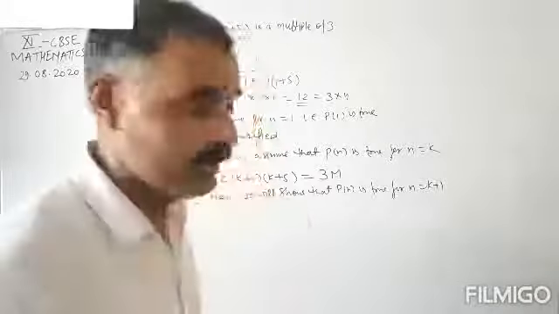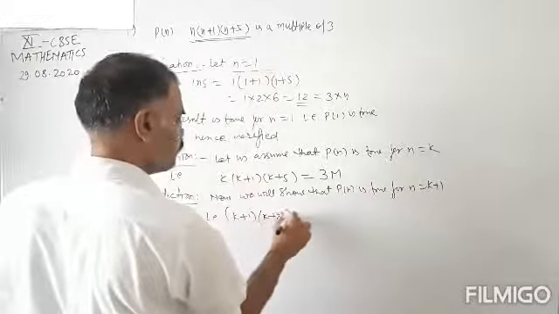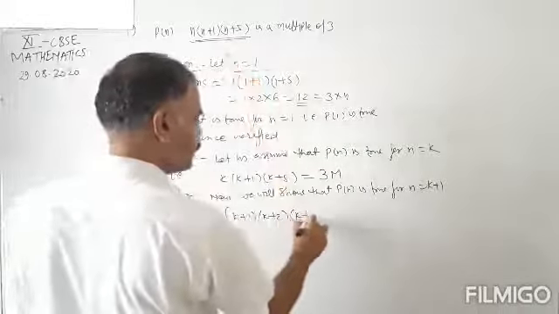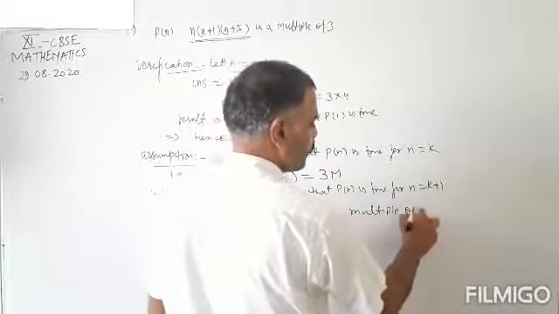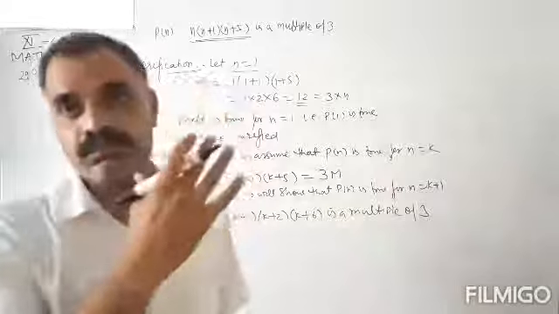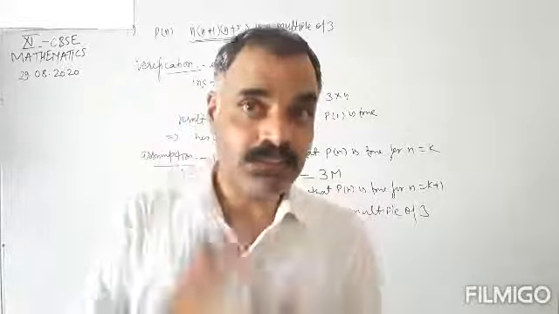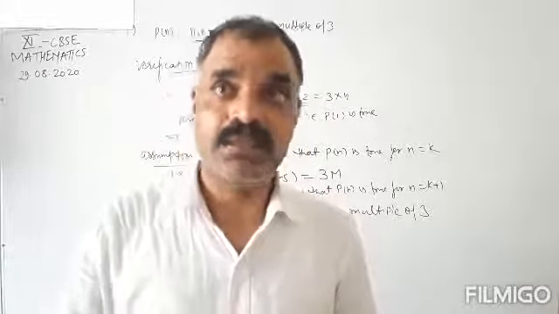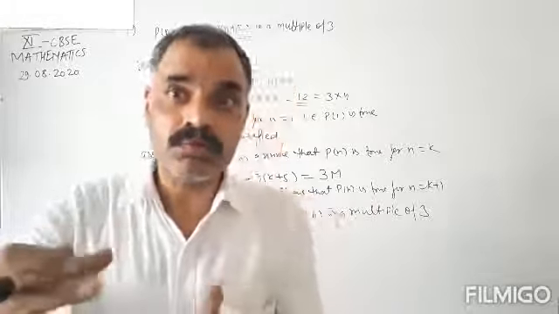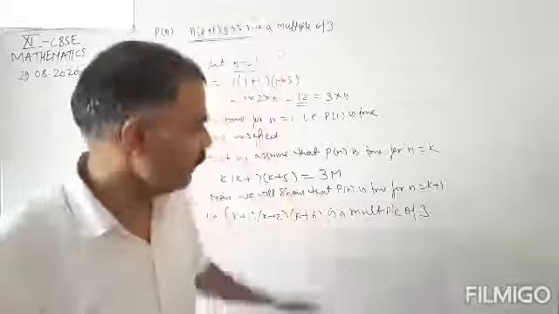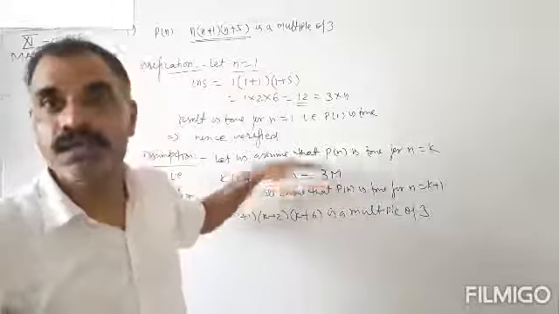That is (k plus 1)(k plus 2)(k plus 6) is a multiple of 3. We have to show this now. The assumption was true, as we have let that. The assumption was true, but the induction step is to be proved. So now we will show that this is a multiple of 3 using the assumption.